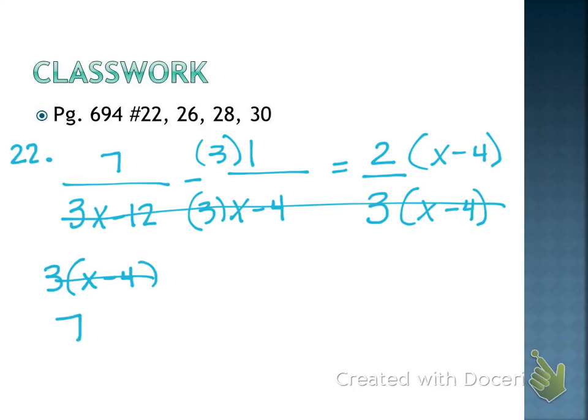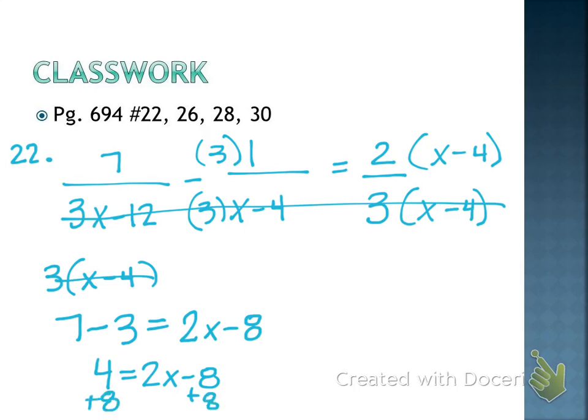So now I have 7 minus 3 is equal to what? 2x minus 8. Perfect, because I've got to distribute that 2 to both terms. Now we can combine like terms and solve for x. What would I do first? 7 minus 3 is? What would I do now? Add 8. Perfect. Why wouldn't I subtract 4? Because then there would be nothing left on the one side, and I've got to have something on each side. So now I've got 12 equals 2x.